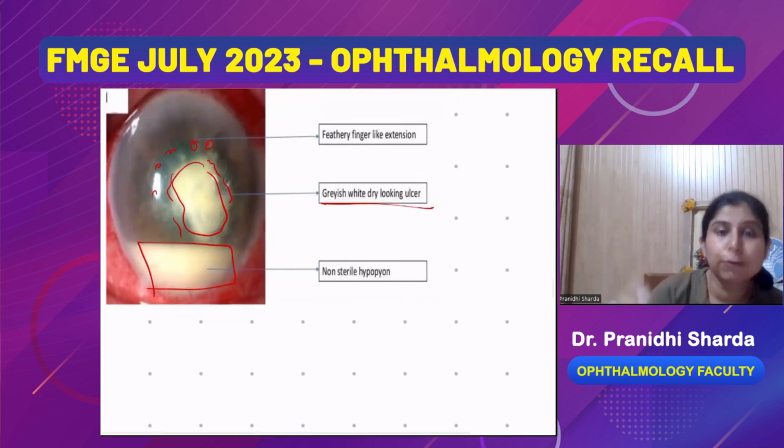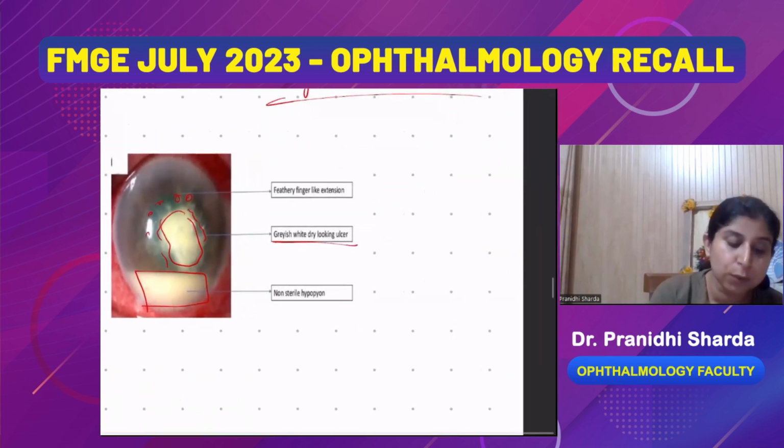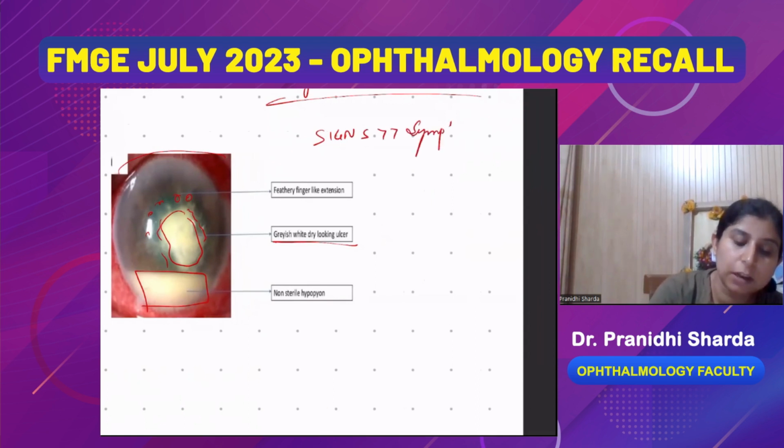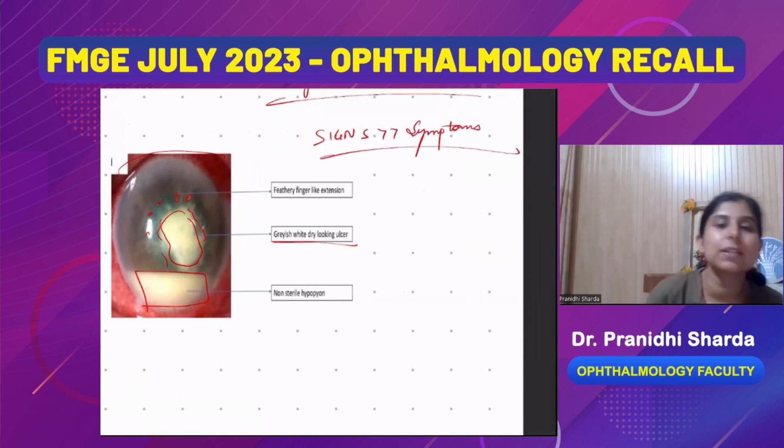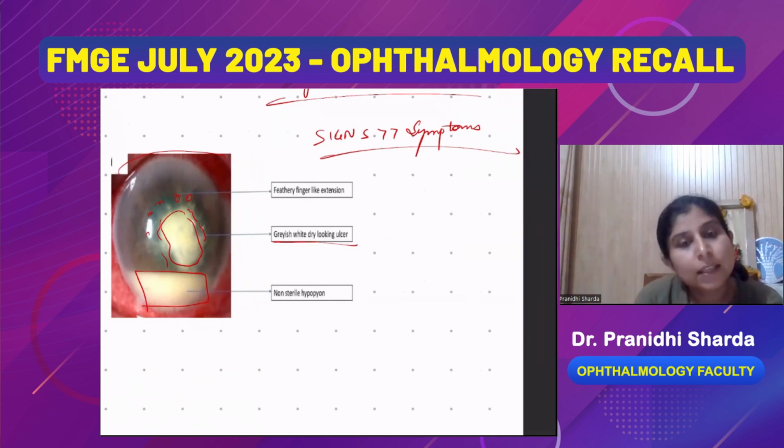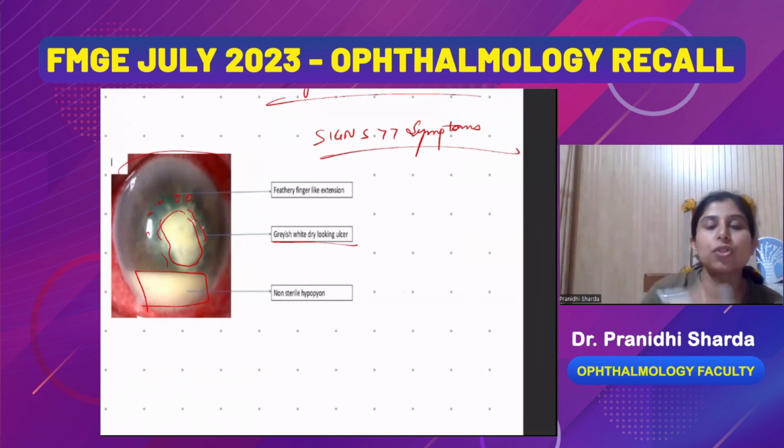What other differentiating features are seen in the bacterial corneal ulcer? The eyelid will be swollen. There will be more symptoms than signs, whereas in fungal corneal ulcer signs will be more than symptoms. Always we start the fungal corneal ulcer with the statement, signs more than symptoms. Signs: feathery margins, satellite lesions, non-sterile hypopyon, and fixed hypopyon.